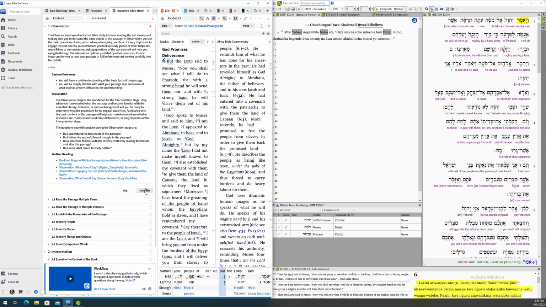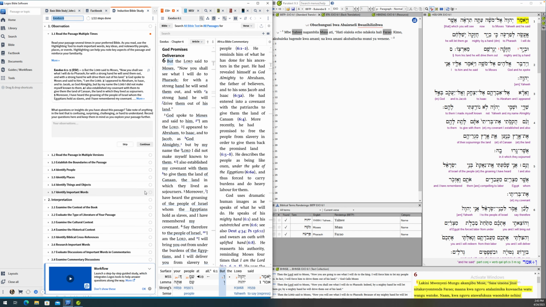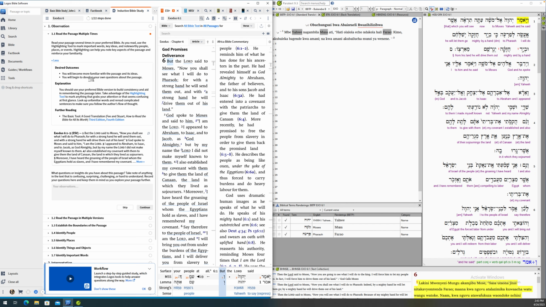So this is really in depth, and I want you to be careful as you do it. Make sure you read all the instructions carefully. Once you've read them, then you press continue. Read your passage several times in your preferred Bible. As you read, use the highlighting tool to mark the important words, key ideas, and noteworthy people, places, or events. Highlighting can help you note key aspects of the passage and reinforce your familiarity. You become more familiar with the ideas of the passage, and you will begin to develop your own questions about the passage.